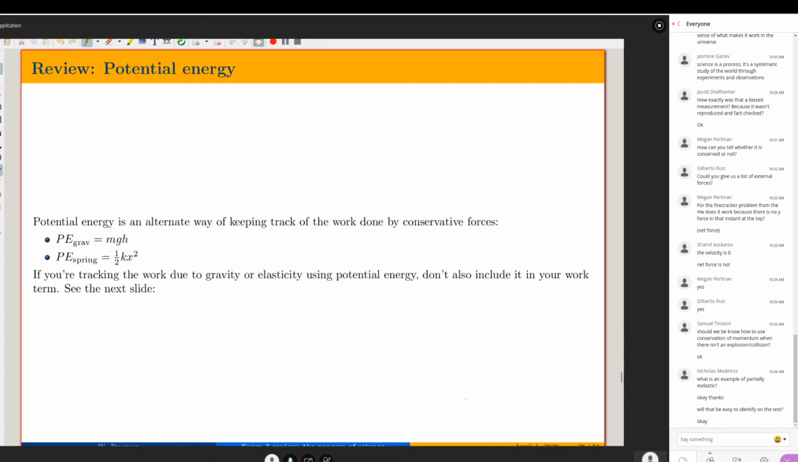The idea of potential energy is an alternative way to keep track of the work done by conservative forces. So we have formulas for the potential energy from gravity and from springs. Those are the only conservative forces we've encountered so far. Friction is explicitly not a conservative force. You cannot associate it with a potential energy.